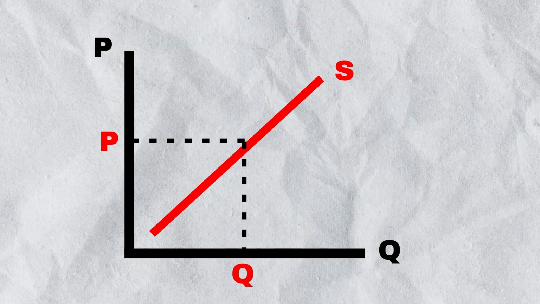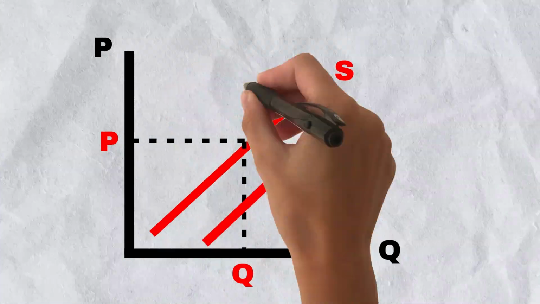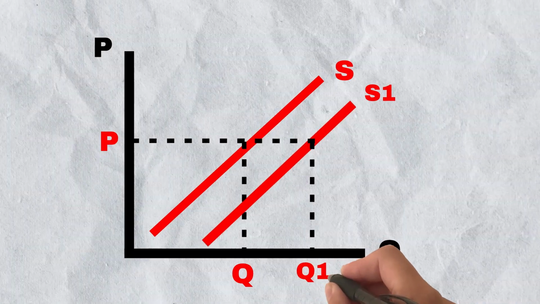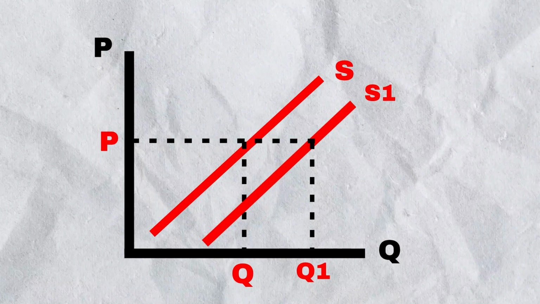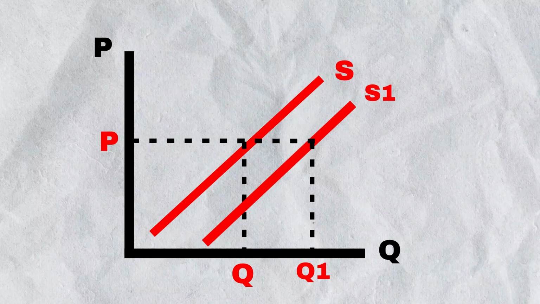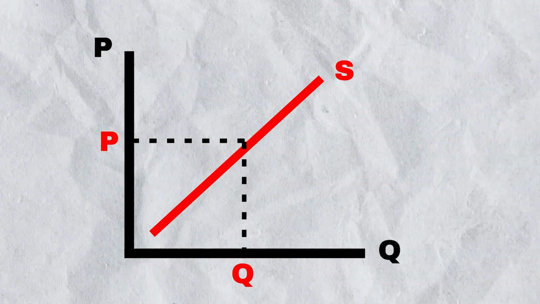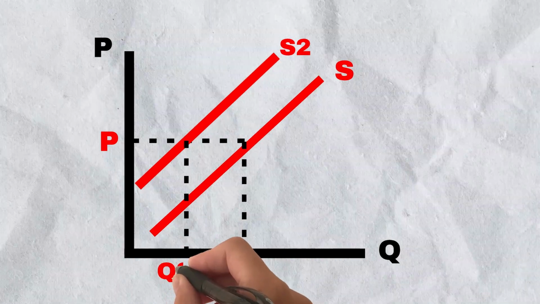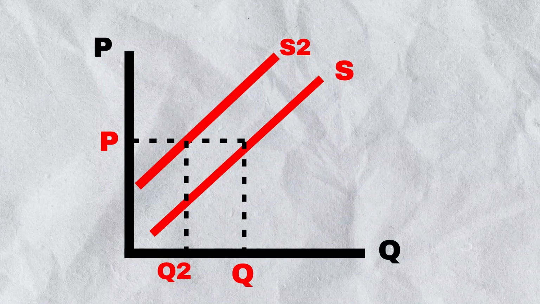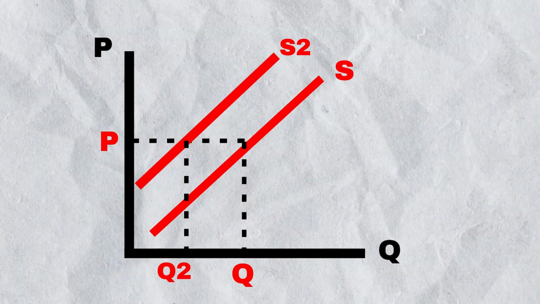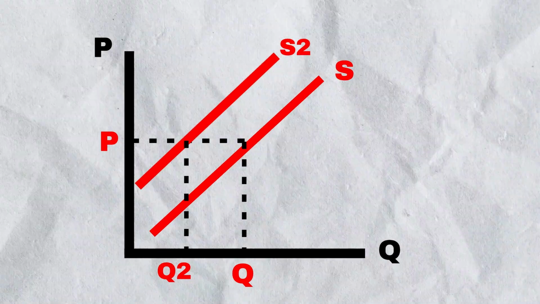Now we will draw a supply curve to the right of the original supply curve, and we will label this S1. This is an outward shift of supply because for a given level of price, quantity supplied has increased from Q to Q1. Next, we will draw a supply curve to the left of the original supply curve and label this S2. This is an inward shift of the supply curve because for a given level of price, quantity supplied has decreased from Q to Q2.